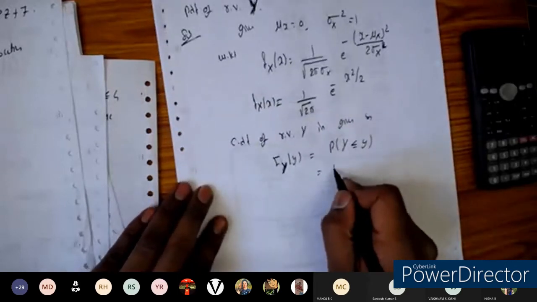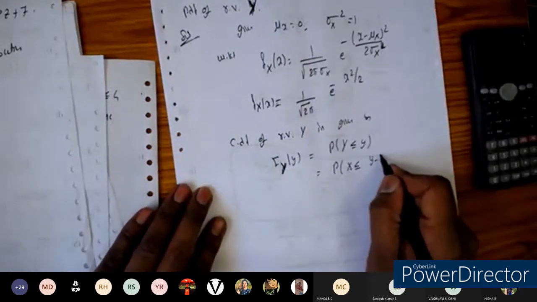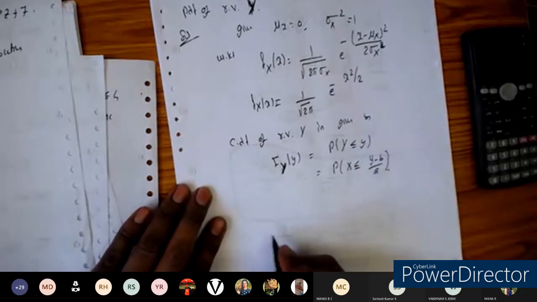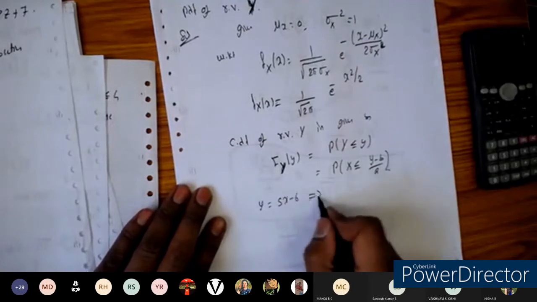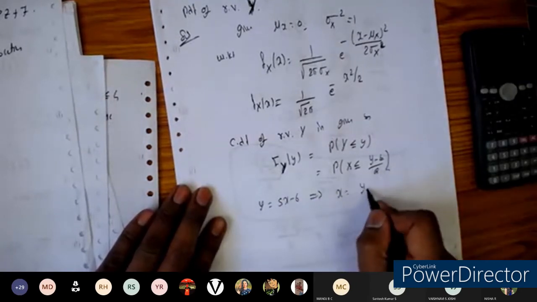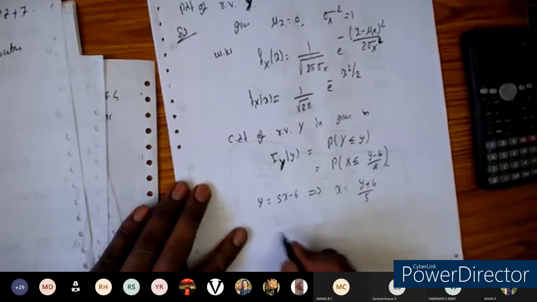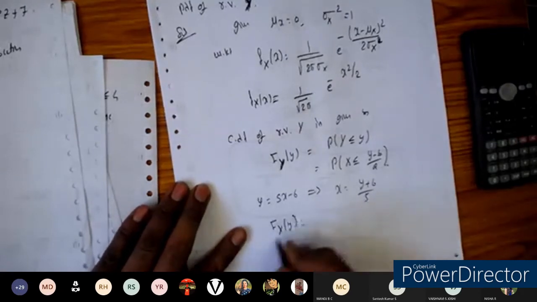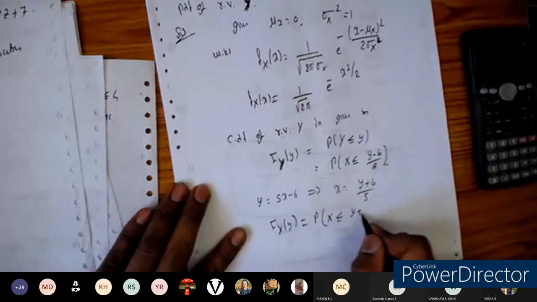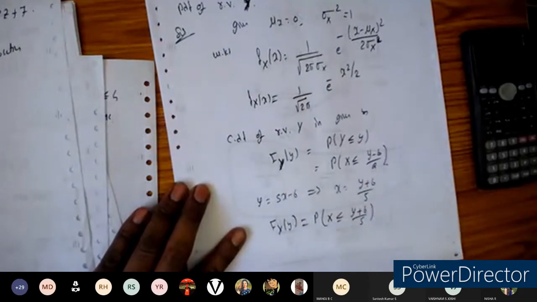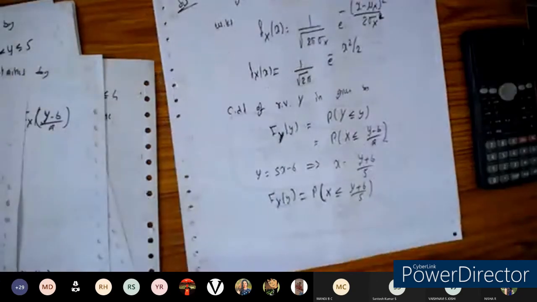So it is equal to the probability that X can take the value (y minus b) divided by a. Here it is given that y is equal to 5x minus 6. So this implies x is equal to (y plus 6) divided by 5. Let us substitute here. So F_Y(y) is equal to the probability that X is less than or equal to (y plus 6) divided by 5. This relation is similar to the previous one.